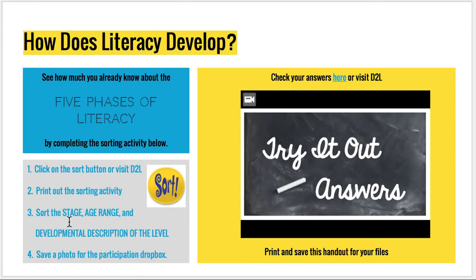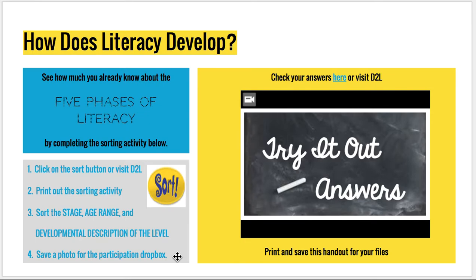There are 3 parts of this sort: the stage of our learners, the age range of our learners, and the description of the level that you are sorting. So you'll have 3 different groups together for each stage. And then when you finish your sort, take a picture of it and Dropbox it to me for participation.